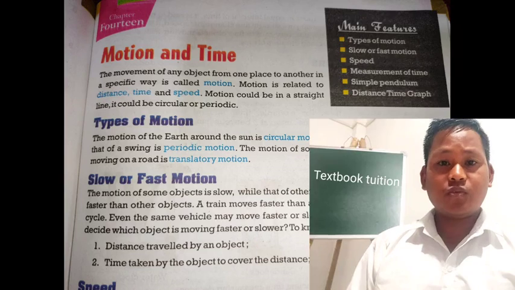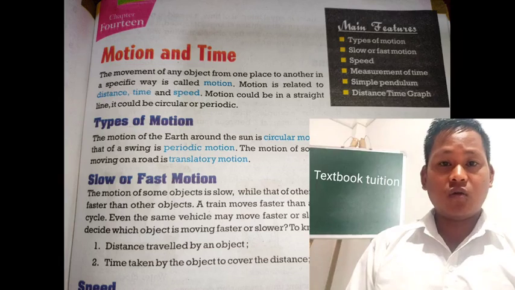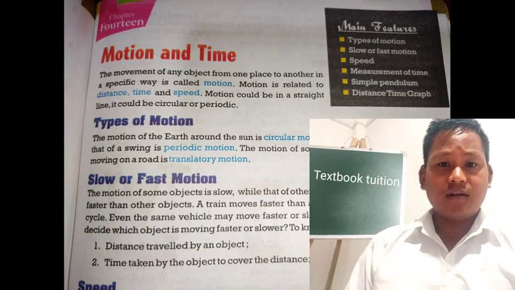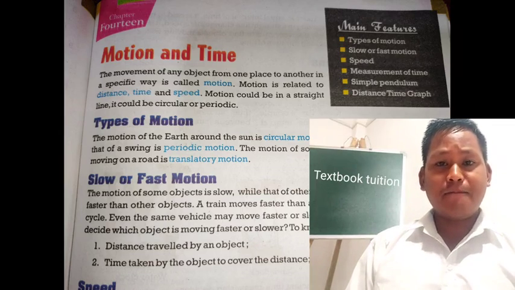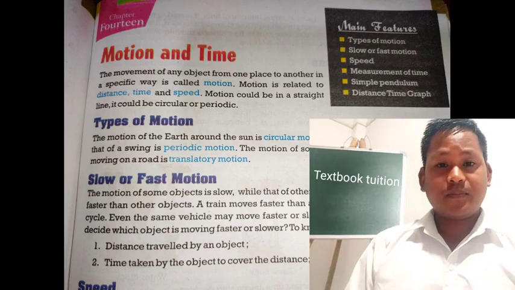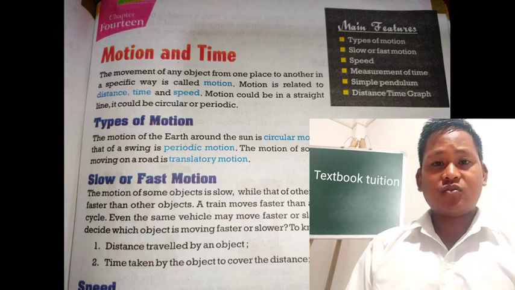Or you push some objects like a table, you pull or push. Or a car moving on the road, or a soldier's march past in the field, that is one kind of motion. And time: the motion takes time to move from one place to another place. What time does he actually need to move from one place to another?